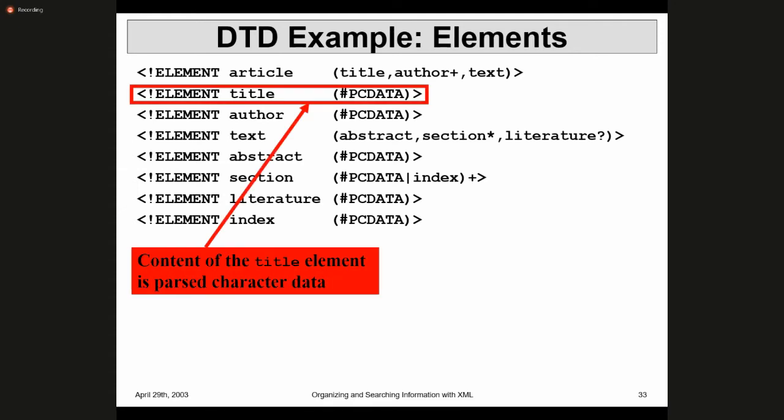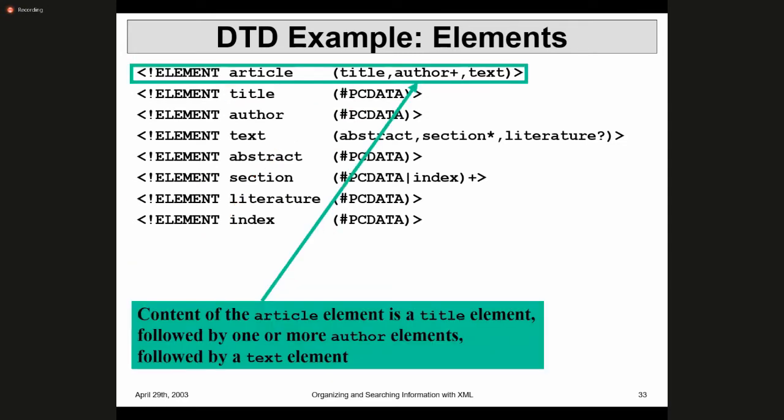So going forward, content of the title element is parsed character data, PCDATA, right? Content of the article element is the title element followed by one or more author elements. So you can see author plus here. Author plus means it can have one or more elements mentioning author.